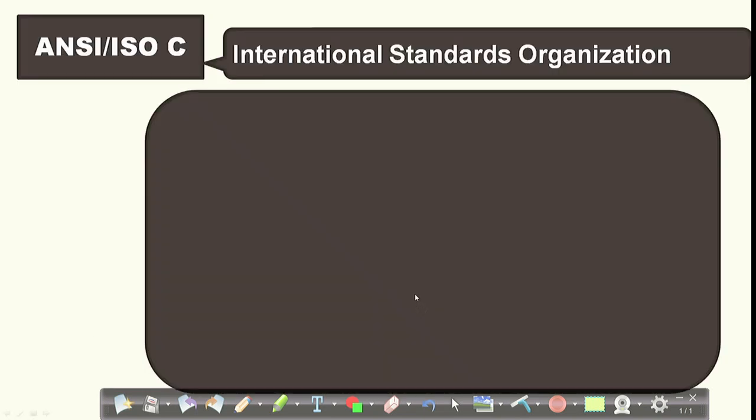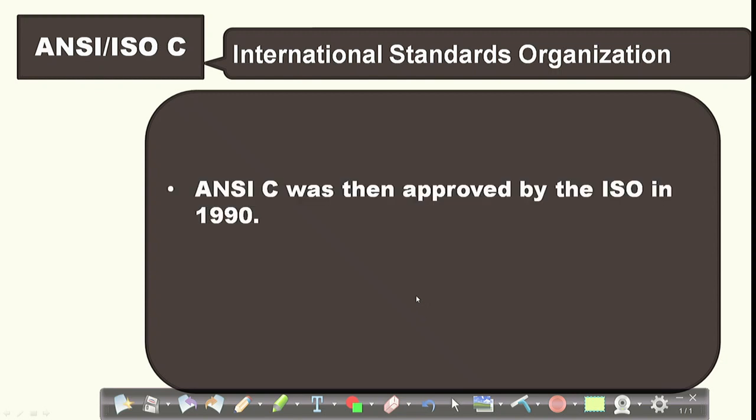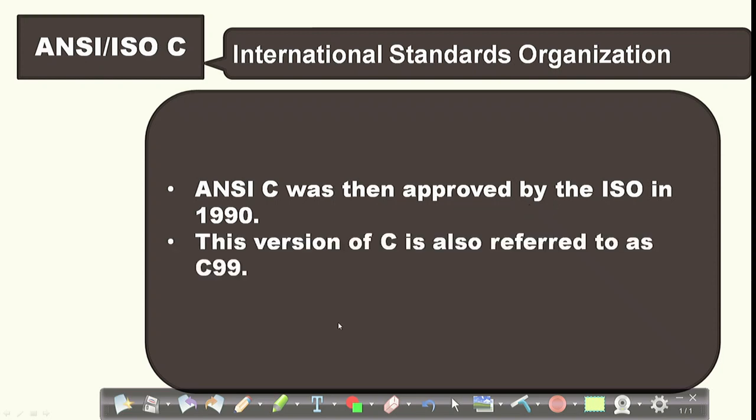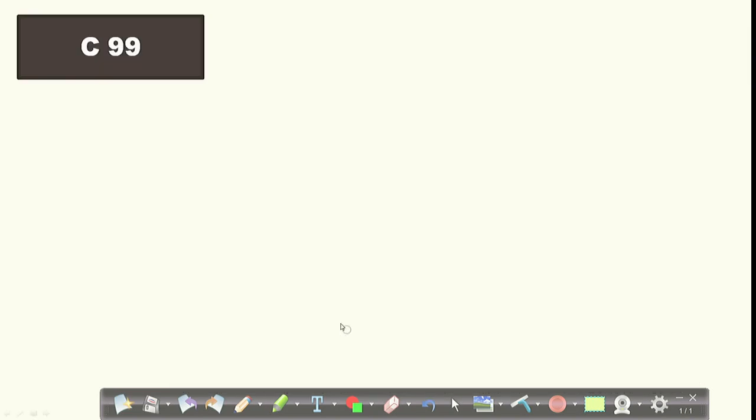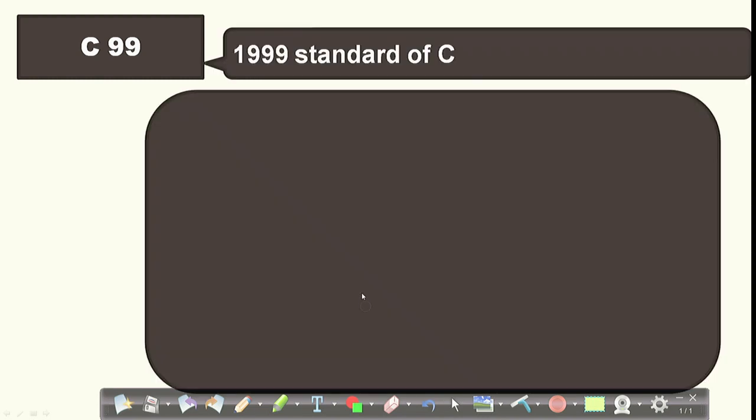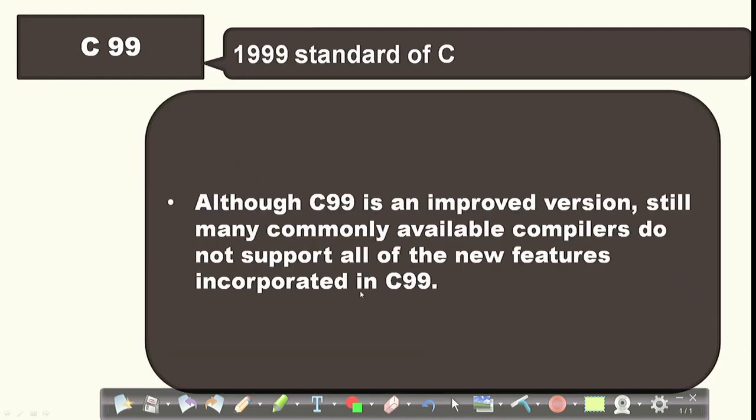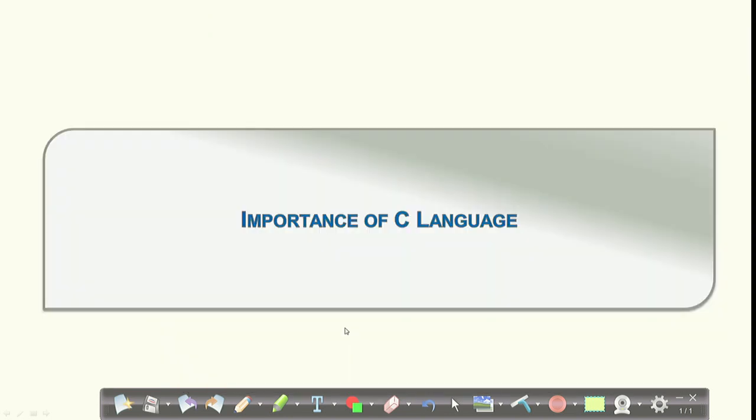The International Standards Organization approved ANSI C in 1990, and that is known as C99. So C99 is a standard of C, but nowadays most compilers do not support all the features of C99. So this is a brief timeline of the C programming language.